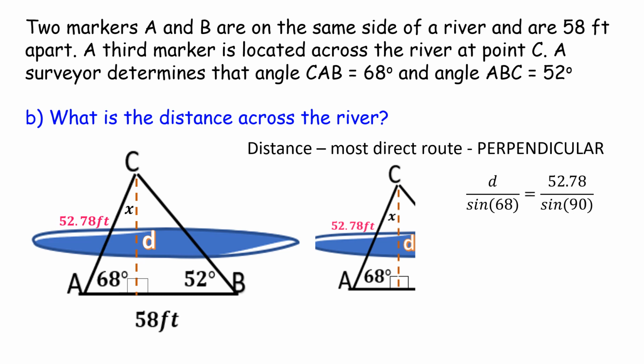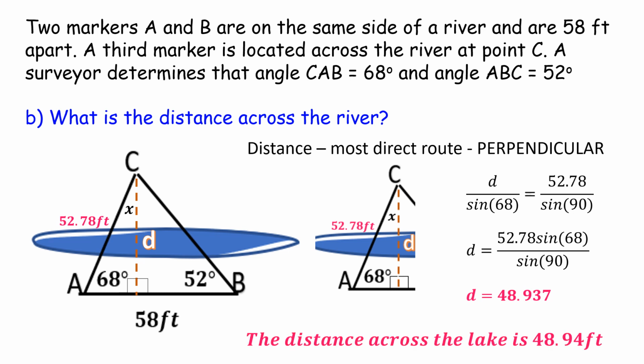So solving for the height of our triangle, that distance across, d over sine of 68 equals 52.78 divided by sine of 90 degrees. Again, we had a perpendicular 90-degree angle. So cross multiply, and in your calculator you will type 52.78 multiplied by sine of 68 degrees divided by sine of 90. Hey, sine of 90 is 1. Don't forget that. Unit circle. So the distance across is 48.937 or about 48.94 feet.